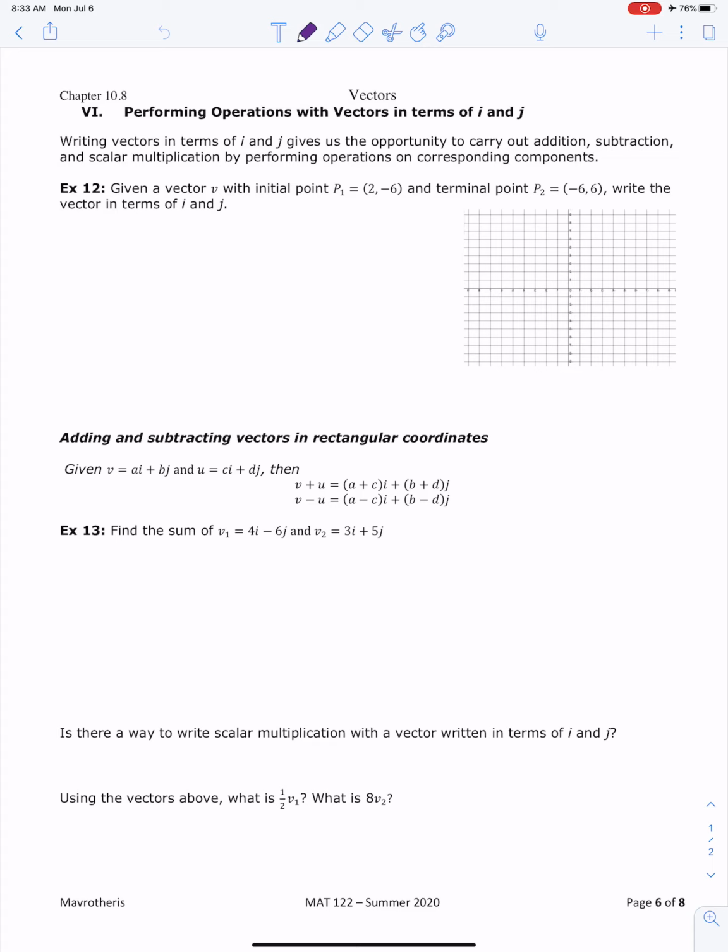Okay, so here we're back to a vector where they're giving us the initial point and the terminal point. So the first thing I want to do is definitely find that position vector. So I've got -6, the terminal point, minus -2, which is our initial point, and 6 minus -6 for that y component. So I get a position vector of -8, 12.